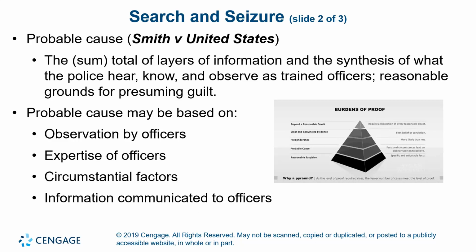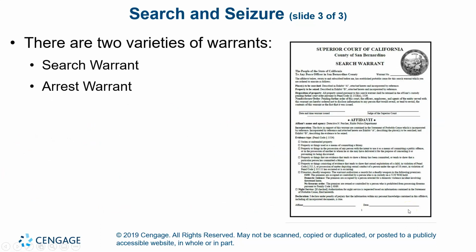Reasonable grounds for presuming guilt. And probable cause can be based on observations or expertise, some circumstantial factors, and also information that's given to officers. And again, here's another burden of proof, but this is a pyramid compared to the other one. So this helps establish probable cause.